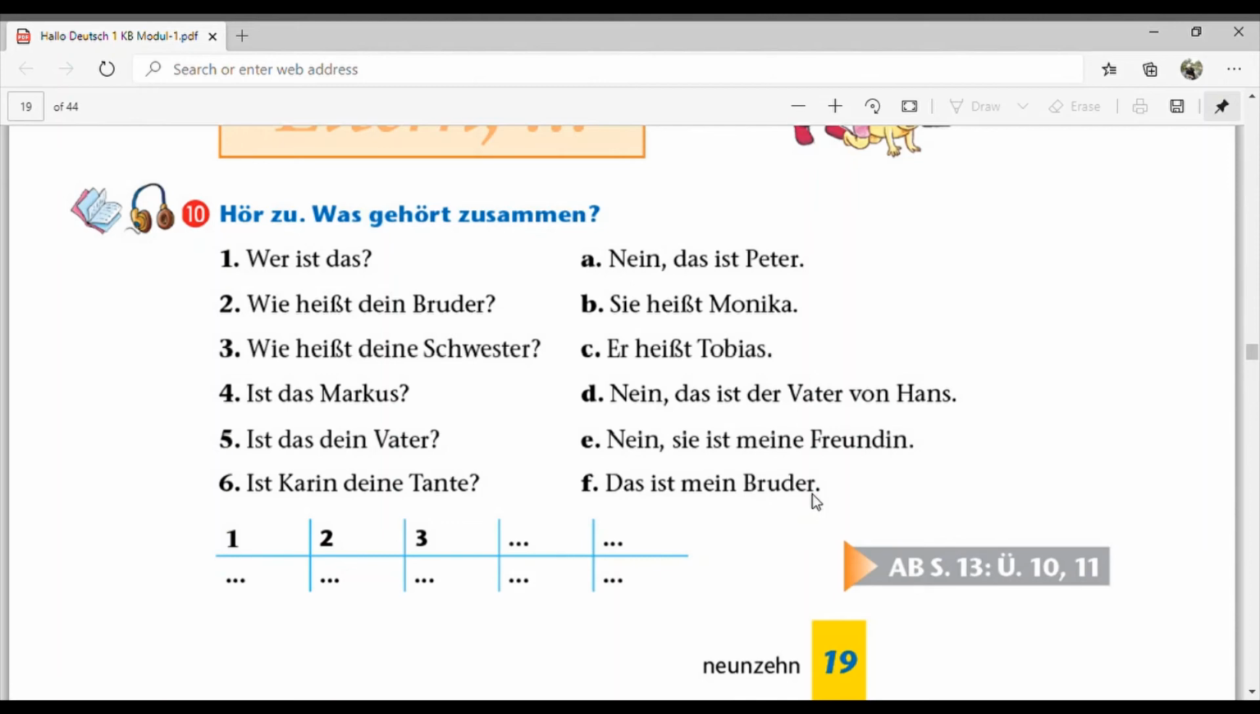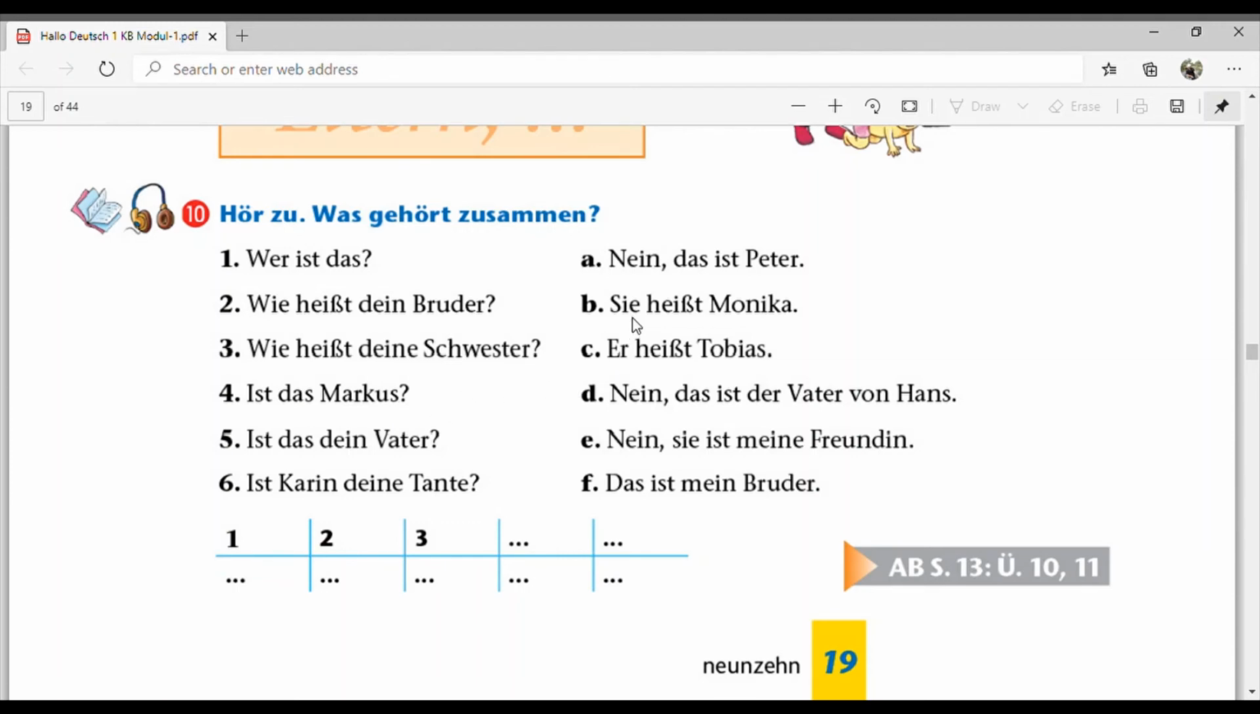Okay, so can we guess here? Okay, so like where is das? So we can say das ist mein Bruder. Okay, then wie heißt dein Bruder? Then er heißt Tobias, we can say. Okay, so 1 and 2. Then wie heißt deine Schwester? So we can say sie heißt Monika. Okay, so 3.